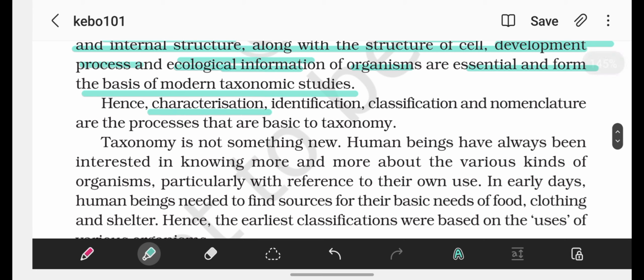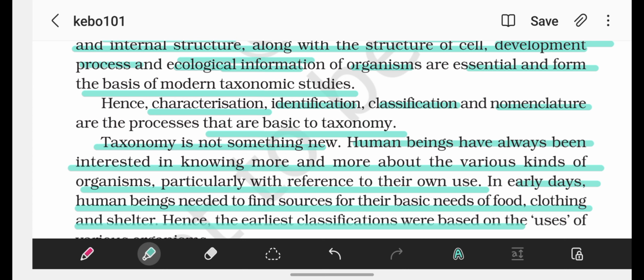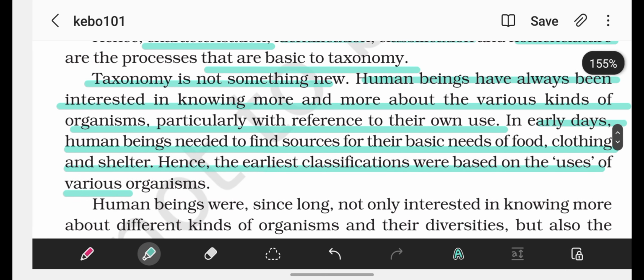Hence, characterization, identification, classification, nomenclature are the processes that are basic to taxonomy. Taxonomy is not something new. Human beings have always been interested in knowing more and more about the various kinds of organisms, particularly with reference to their own use. In early days, human beings needed to find sources for their basic needs, food, clothing, shelter, and hence earliest classifications were based on the uses of various organisms.